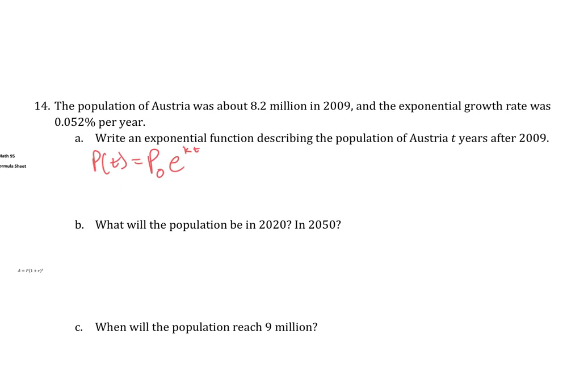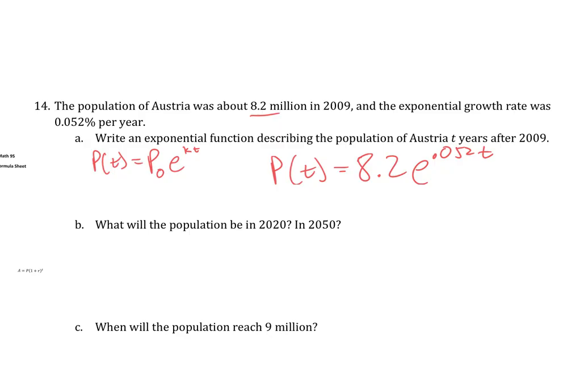So this just says, go ahead and write an exponential function describing the population of Austria t years after 2009. So we've got to just write the function. Our initial population is 8.2. So the new population is the original population times e to the 0.052.